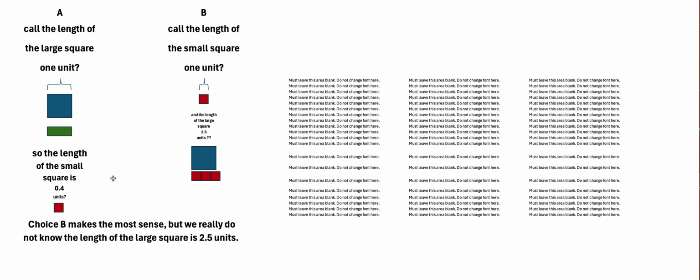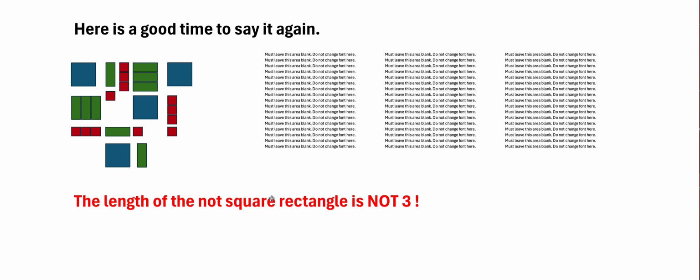And here I'm basically saying that again, and you can read that. You can pause it if you're watching online and check that out. All righty. Here it looks like maybe the large rectangle is 2.5. We can't say it's 2.5 just by looking at that. It might be exactly 2.5, but we don't know. Let's go on. Now's a good time to say it again. The length of the not square rectangle is not 3, and also the length of the large square is not 3.